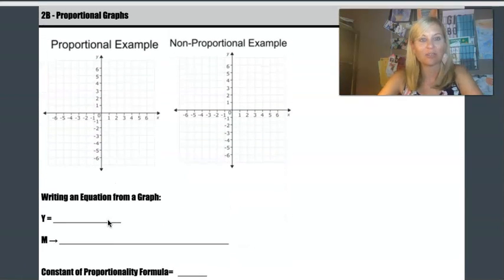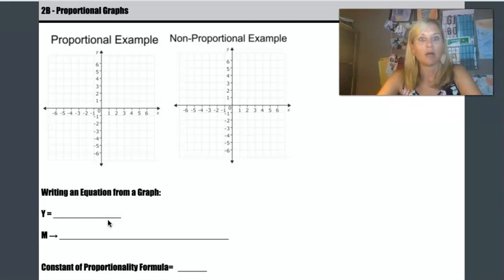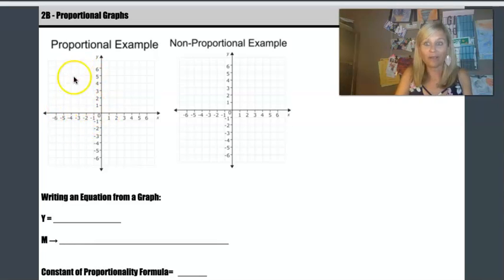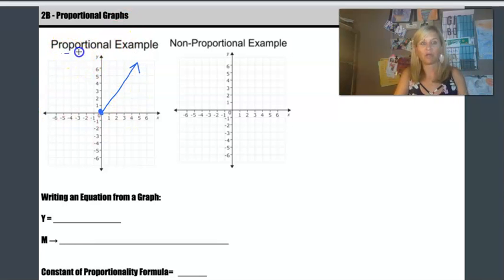There are some characteristics. It's super easy. If a graph is proportional, there are two things involved. One, it's going to start at (0, 0), which is right here at the origin, and it's going to be a straight line. So this is an example of a proportional graph. It has to be a straight line and it has to start at (0, 0).